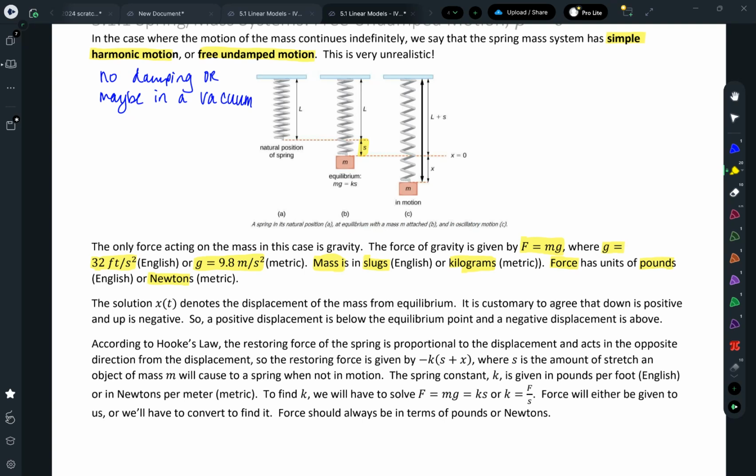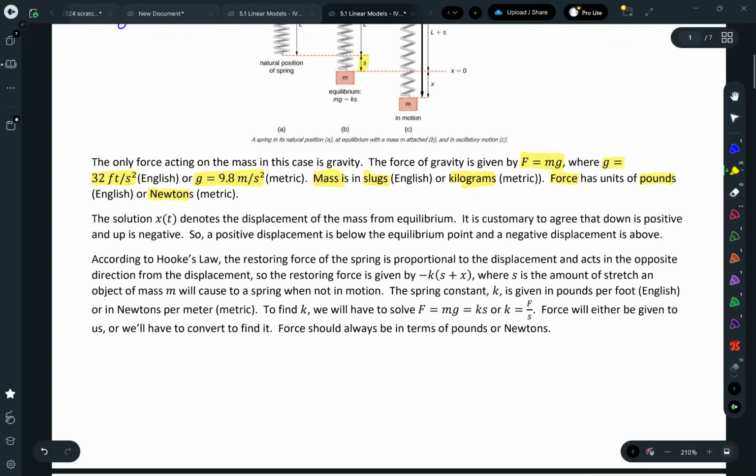It's customary, and this is really, really important, to agree that down is positive and up is negative. So a positive displacement is below the equilibrium point, and a negative displacement is above. That's a pretty big subtlety, and if you forget about it, your initial conditions will give you the wrong signs.